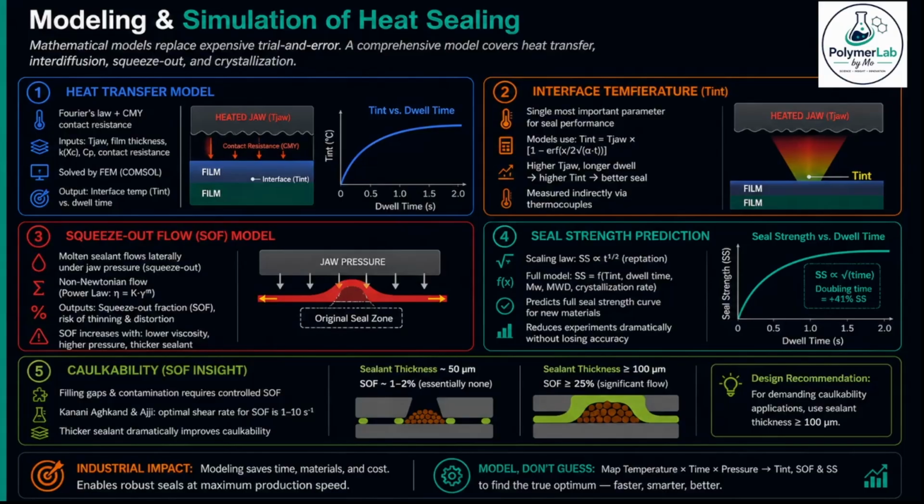For spouted pouches and complex geometries, the modeling insights about calcability are particularly valuable. Researchers showed that while 50-micron sealants show essentially no squeeze-out flow, about 1 to 2%, increasing sealant thickness to 100 micron or more can improve SOF to 25% or more. This quantitative result translates directly into a design recommendation: for demanding calcability applications, use a sealant of at least 100 microns.